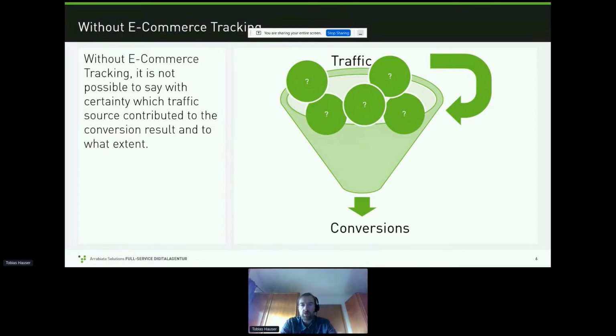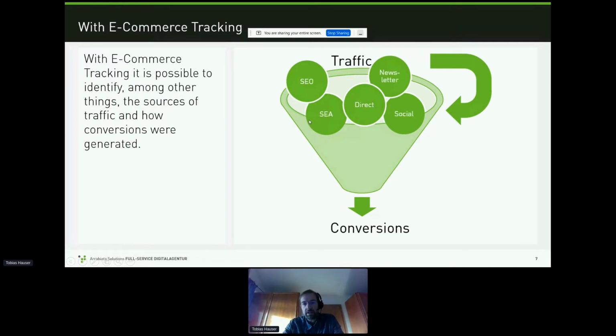We want to know whether the traffic we pay for goes down the funnel to a good conversion. That means we have different traffic sources, different traffic channels, for example, social media, the classical SEO, SEA, newsletters, etc. And we want to know which of these channels are working. Therefore, we have to measure not only the conversion itself, but also the funnel and the sources.